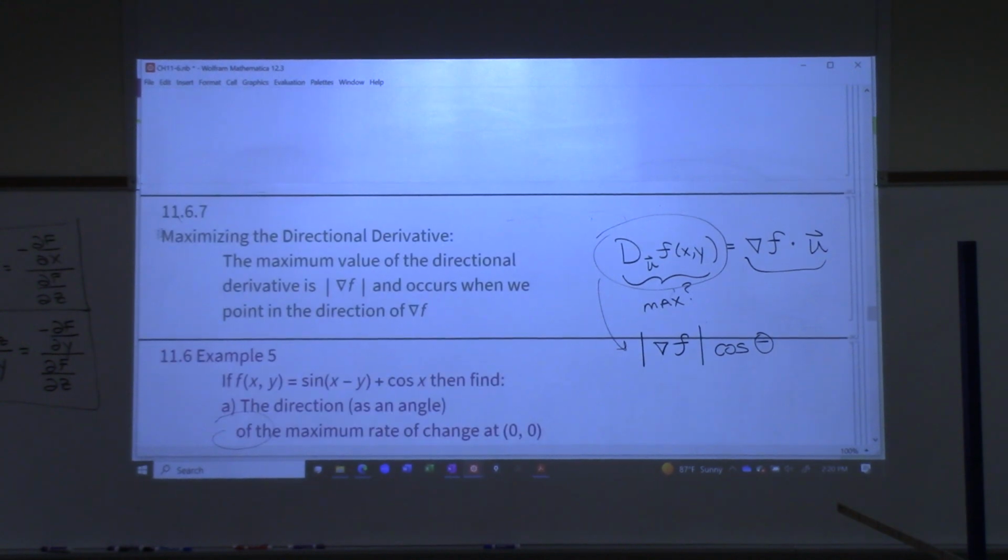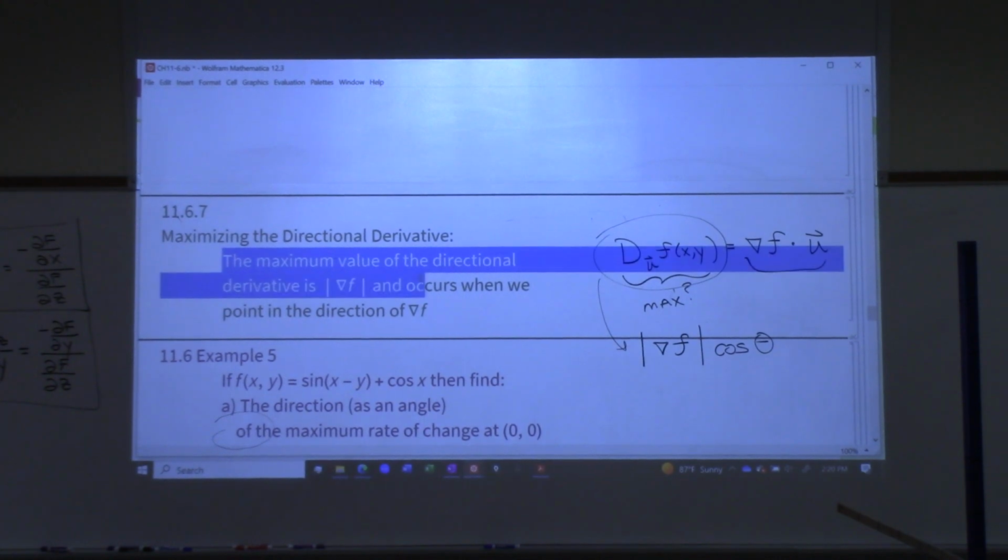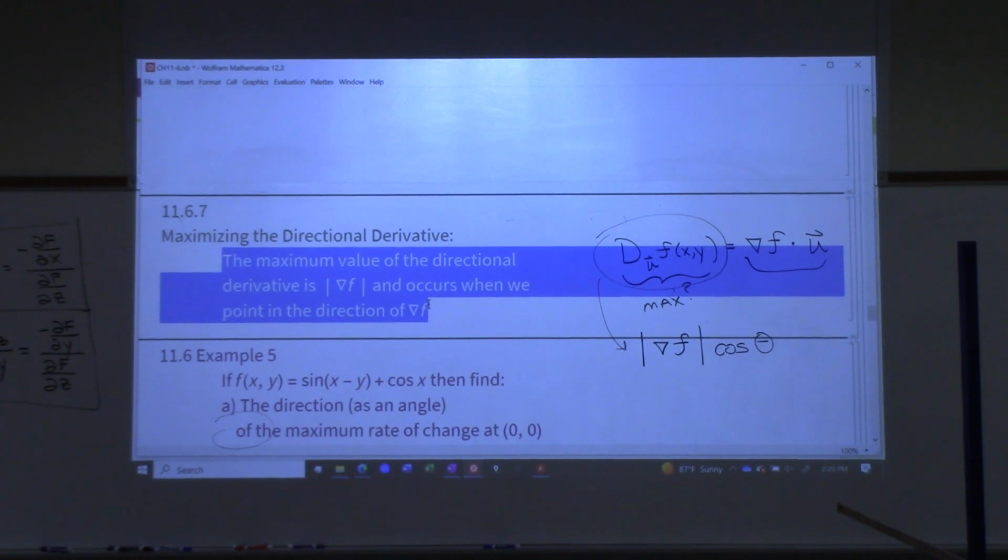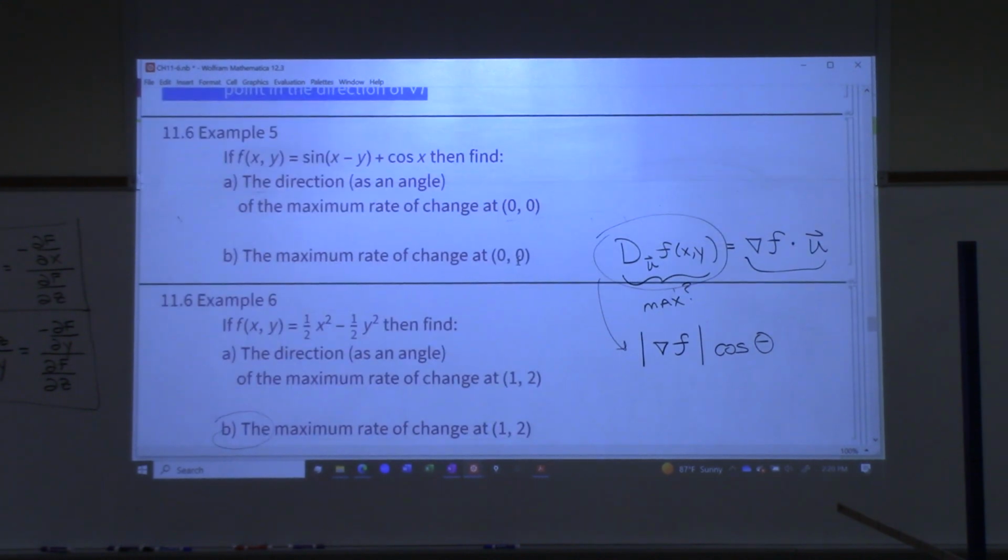So this is the conclusion of that. The maximum value of the directional derivative is the magnitude of the gradient vector, and it occurs when we point in the direction of the gradient vector. So we're going to do an example.